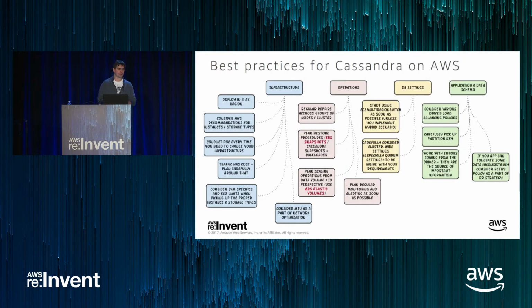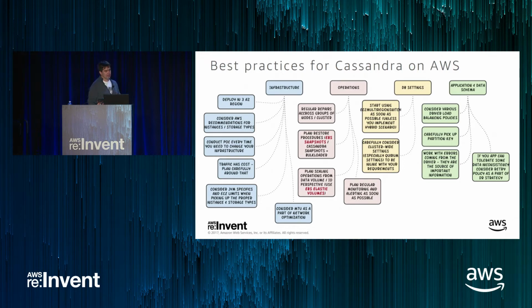Some best practices for Cassandra on AWS, there are a couple of those. First thing, from the infrastructure standpoint, think about the cost of traffic, because traffic has cost, and for big clusters, like thousands of nodes, the cost can be quite high.